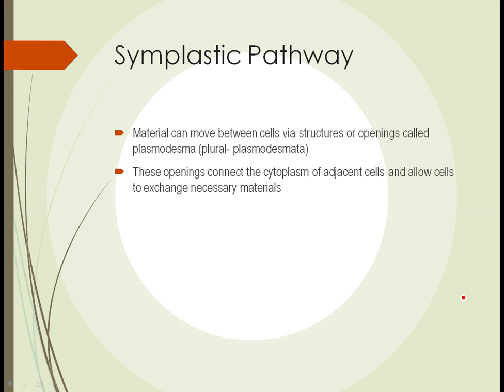The symplastic pathway may be one of the most important. It moves the material between cells via special structures or openings called plasmodesma, or the plural is plasmodesmata. These openings connect the cytoplasm, or the interiors of adjacent cells, and allow the cells to exchange material back and forth. So if a cell needs some material, and there's more of it existing in a cell next door, that material can pass through this opening and into the cell that needs the material. Manufactured items, food that the plant makes in the chloroplasts, also can pass through these openings. And that's the way it gets into plant sap and then moved to the storage structure of the plant.